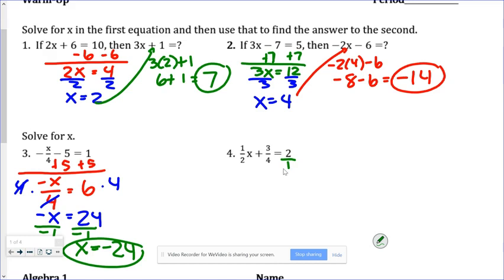Okay, so I have to figure out what's the least common multiple of 1, 4, and 2. Remember, the smallest that number could be would be 4 because that's the biggest number. So if I picked 4, all of these numbers go into 4, so that's a good choice. I'm going to multiply this whole equation by 4 over 1. Okay, so I'm going to now distribute this 4 over 1 to the first fraction, the second fraction, and the third fraction.